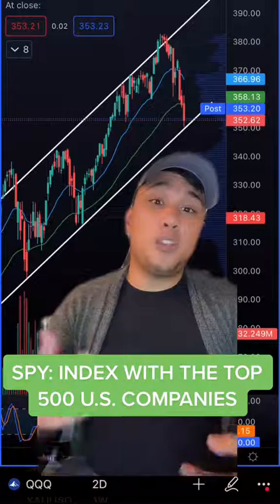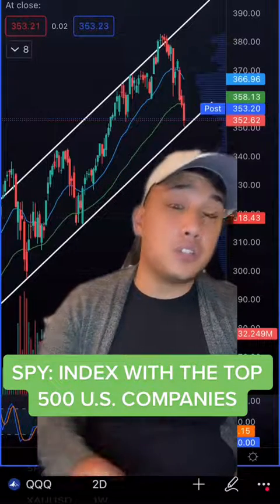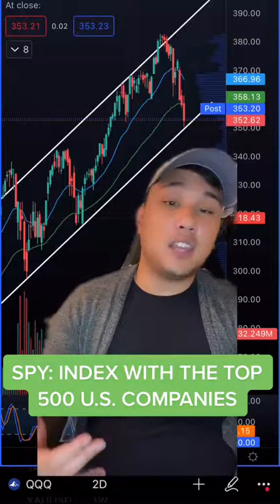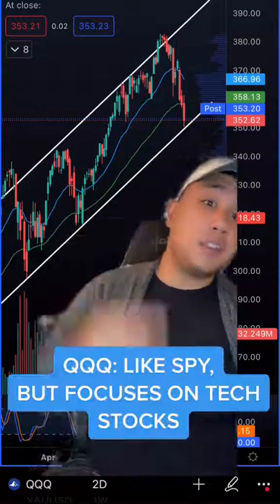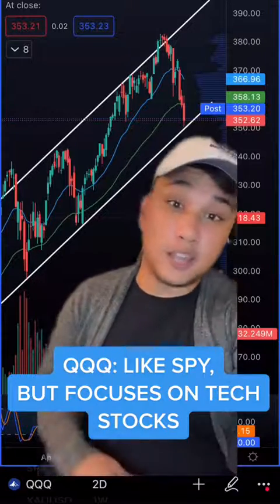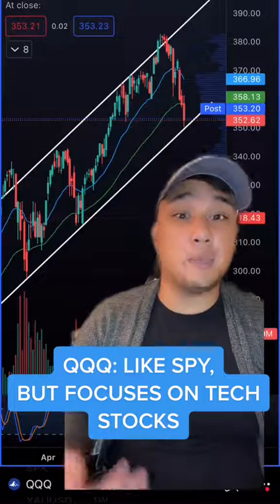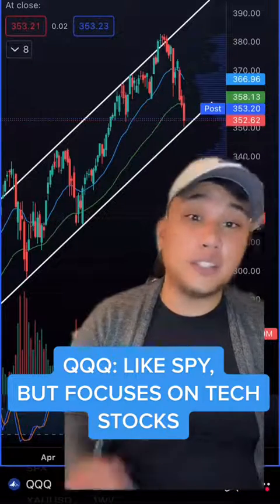So in the last chart, we looked at the SPY, which looked to be due for a bounce. Now the SPY is the top 500 US companies, so it helps indicate where the market is going. This is going to be the QQQ. The QQQ is almost like the SPY, except it's more heavily towards tech. Now we talked about charting software and how charting software allows us to see patterns. Well, this is a pattern that we see in the QQQ.